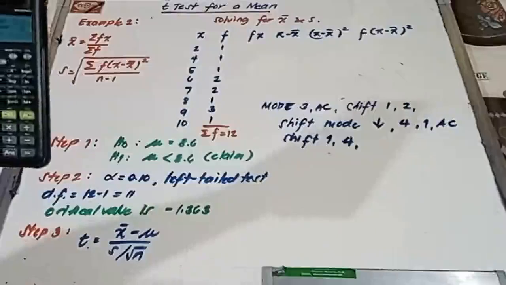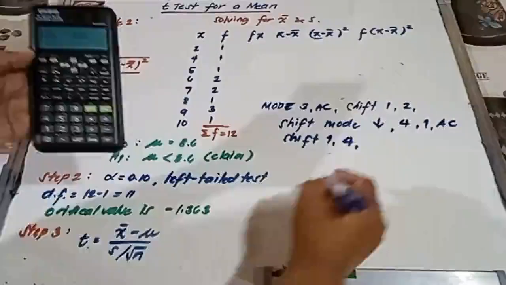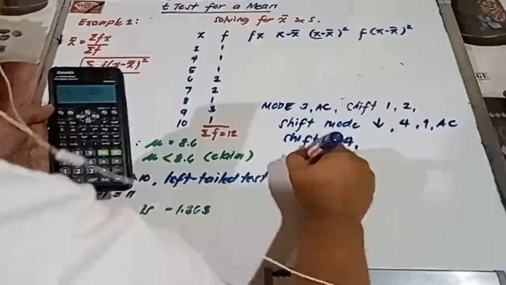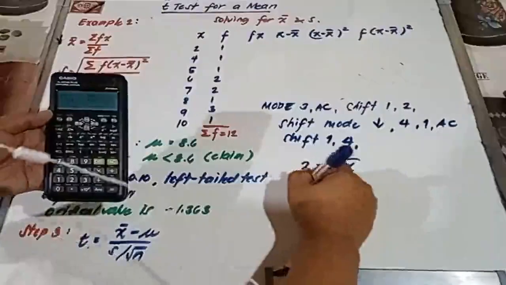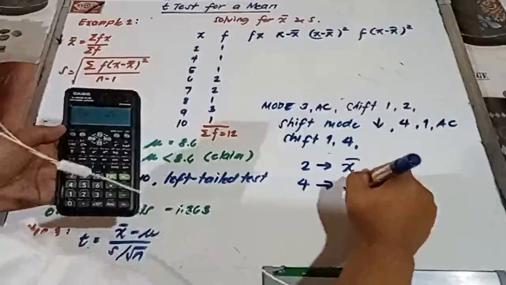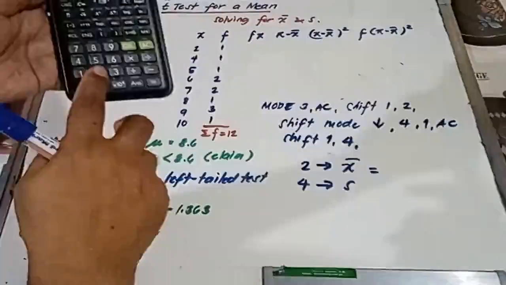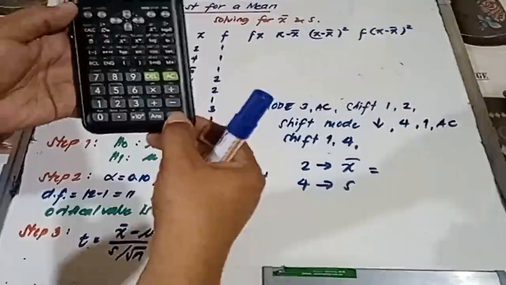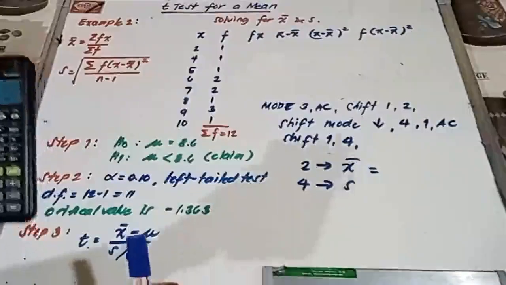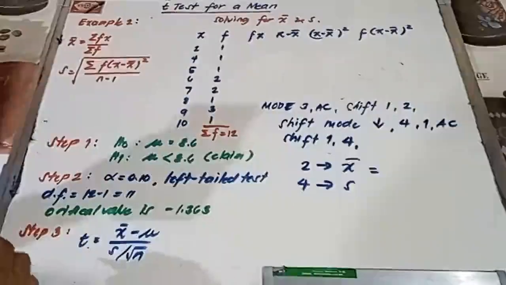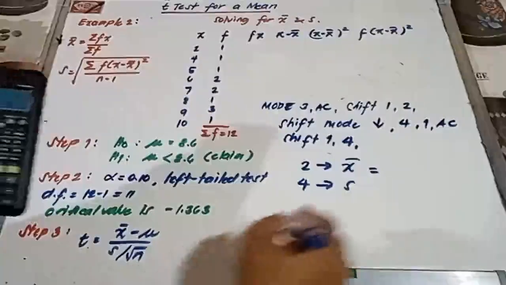Yan. And then, pag press mo yung 2, yung 2 dito, ito yung sample mean. Okay? At yung 4 naman, yun yung sample standard deviation. Okay? So, i-press natin yung 2. Then, equals 6.83 ang sagot natin. Okay? 6.83. So, kunin na lang natin yung 1 decimal value, 6.8.